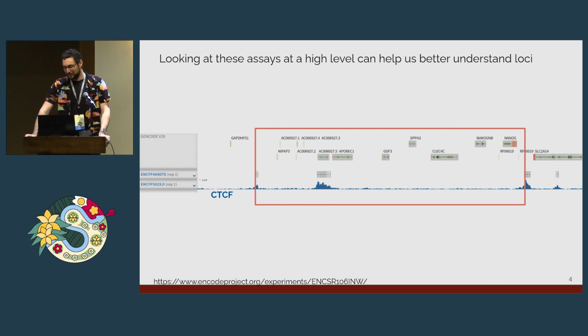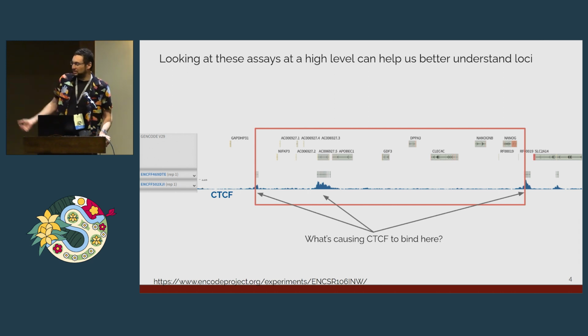So coming back to this, the questions that we're going to be focused on are what gives rise to this CTCF binding here? Like, obviously it has to do something with the genome, right? But what is it specifically that's causing CTCF to bind at these locations and not other locations?